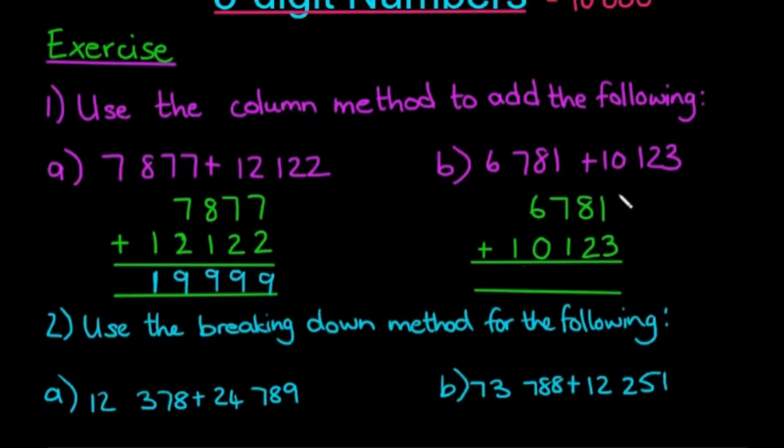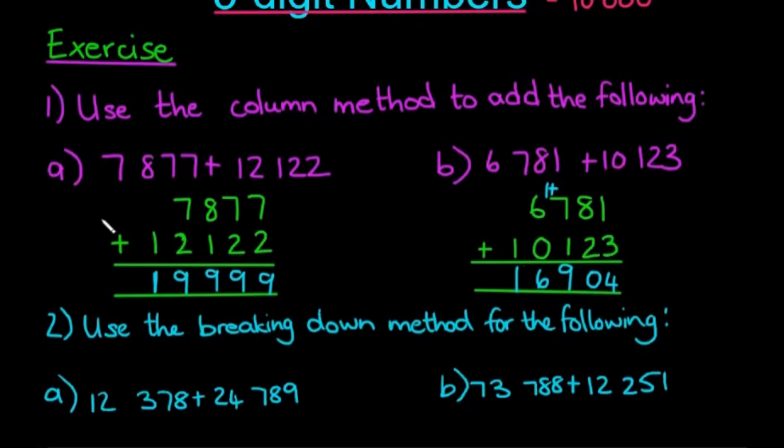B, we're going to add our units first. That's going to give me an answer of 4. 80 plus 20 is going to give me an answer of 100. So I will add my 10 and add my 100 to the hundreds column. 700 plus 100 is going to give me 900. 6,000 plus 0 is going to give me 6,000. And then I've got my 10,000 remaining, which is going to give me an answer of 16,904.